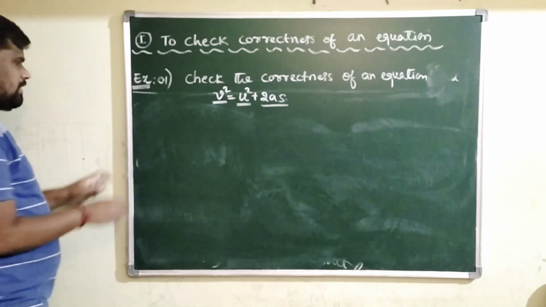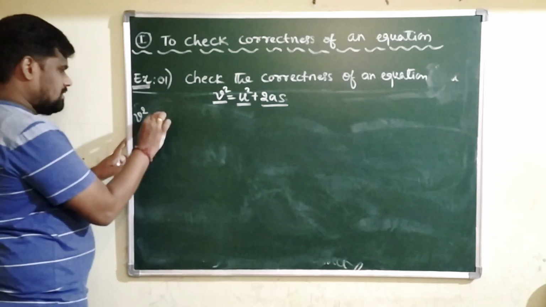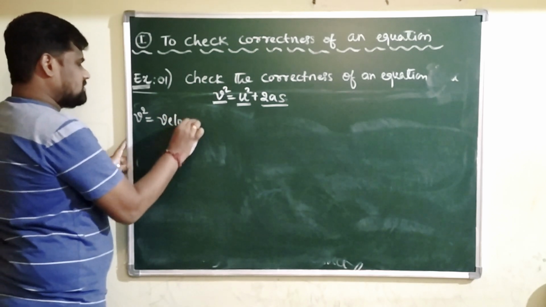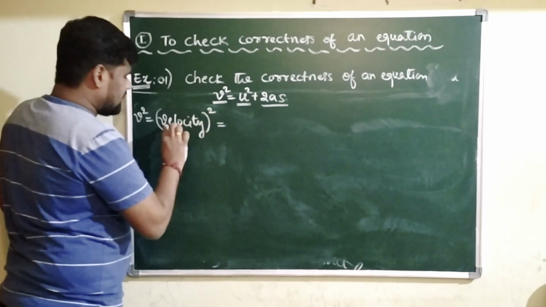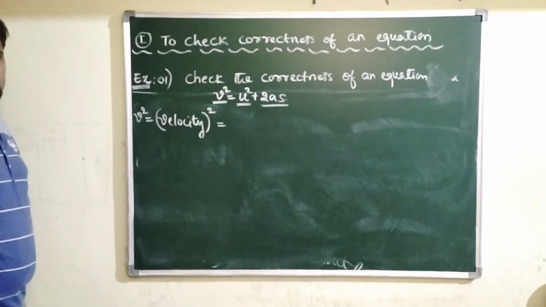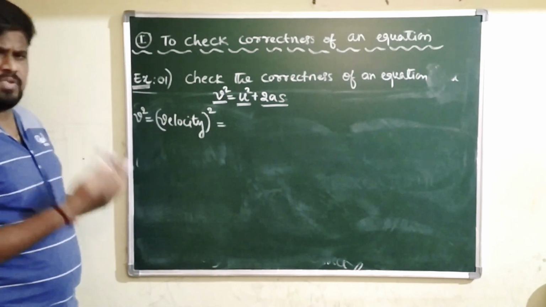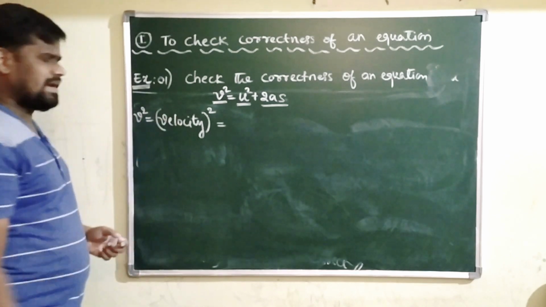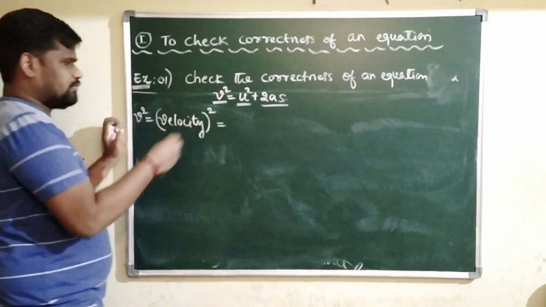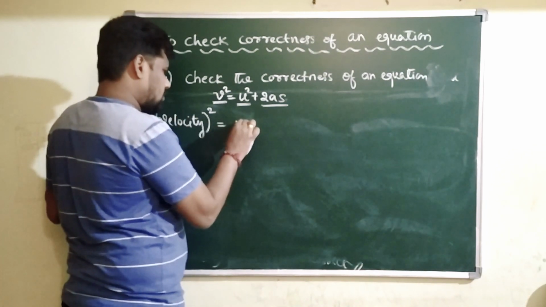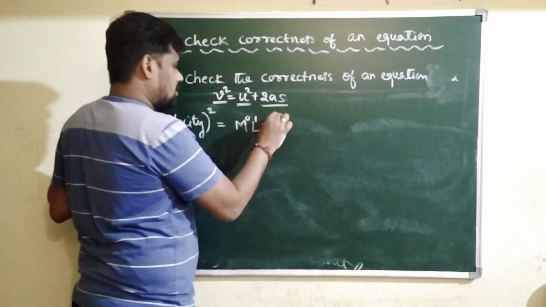Now I will consider one by one. V square. What is v square? V square is velocity square. V square is nothing but velocity square. Directly you can substitute the dimensional formula for velocity here, or else you can go for displacement by time taken. What is the dimensional formula for velocity? M⁰ L¹ T⁻¹.